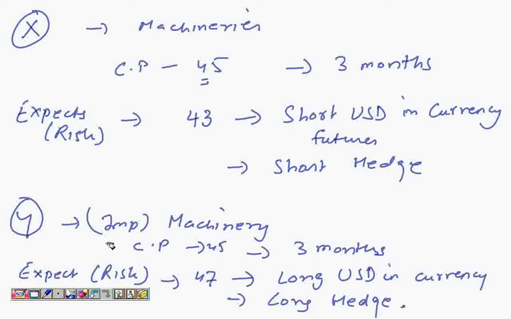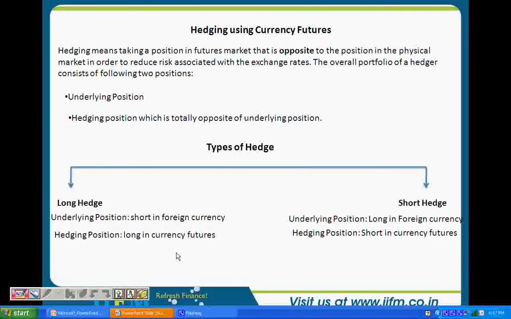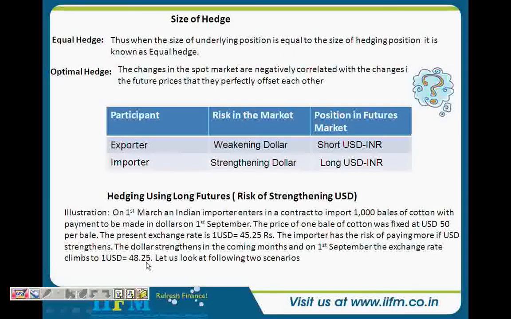So I think we can take hedging forward from here and see the size of hedge that we were talking about. Size of hedge, there are two types of hedge. One is an equal hedge, another is an optimal hedge. Okay. Slightly confusing because when you look at it, equal hedge says that when the size of underlying position is equal to the size of hedging position, it is known as equal hedge. Whereas when the changes in the spot market are negatively correlated with the changes in the future price, they perfectly offset each other. It means you are taking an optimal hedge.